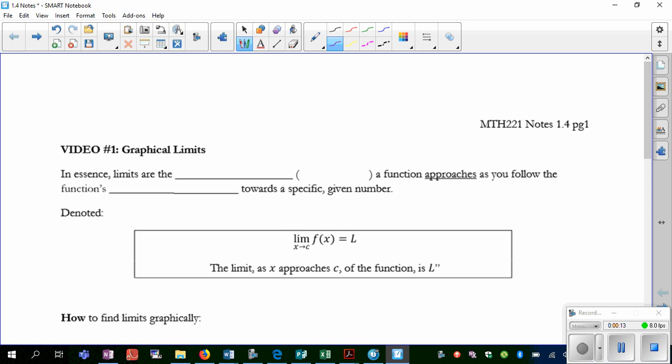In essence, limits are the height or the y value a function approaches as you follow the function's x values. And when we talk about following the x values towards a specific given number, it's going to be from both directions, so from both right and left.